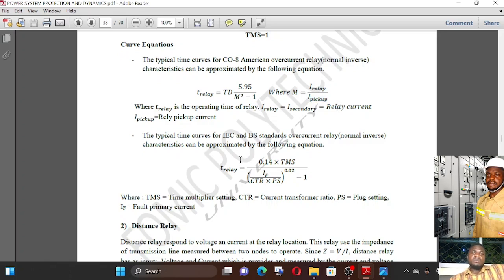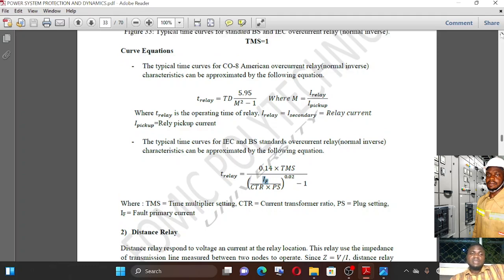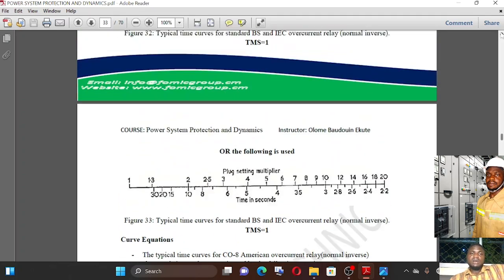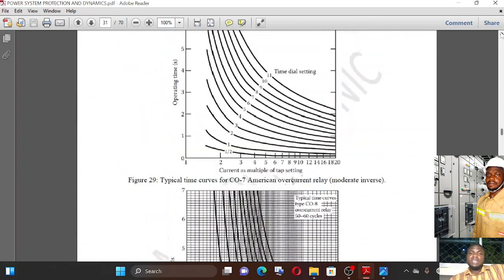Same thing with the British standard, you have the operating time given as such, where TMS is the time multiplier setting here. Then we have IF as the fault current, CTR is the current transformation ratio, and then PS is the plug setting. So that's it for the overcurrent relay.